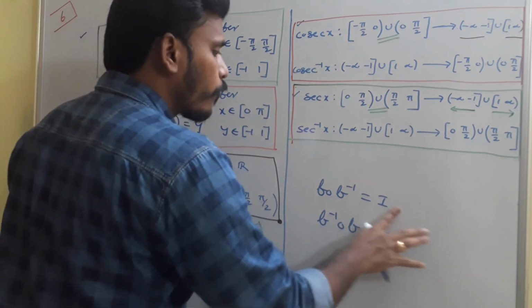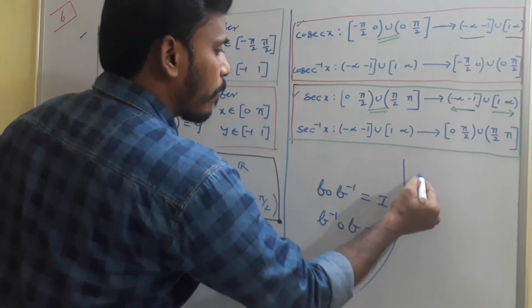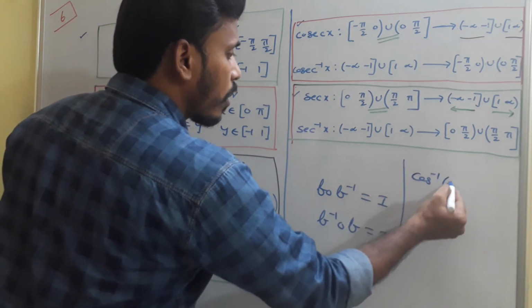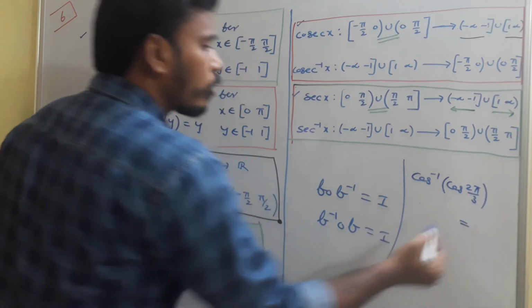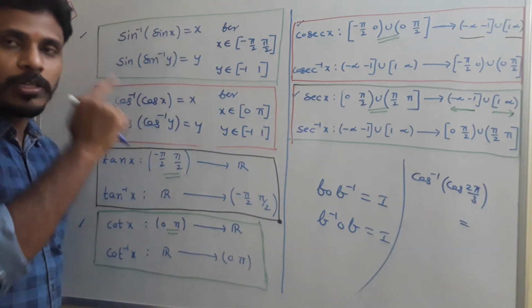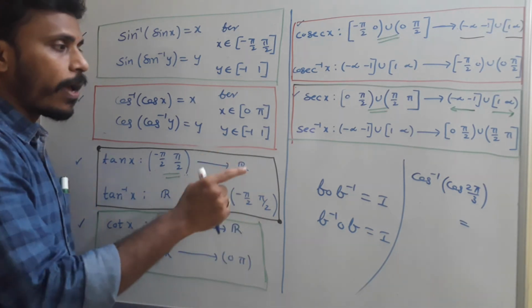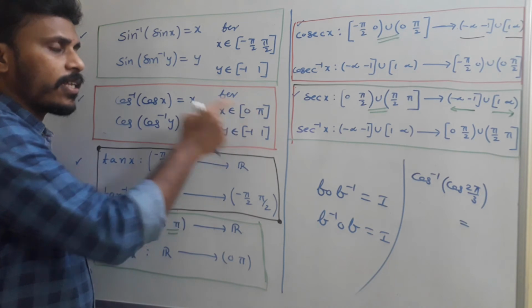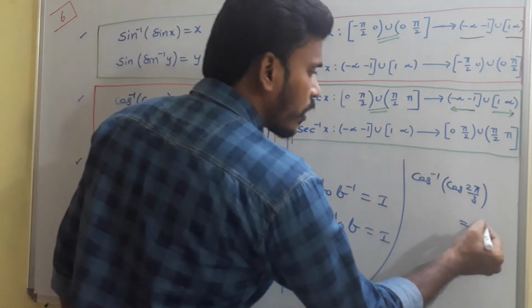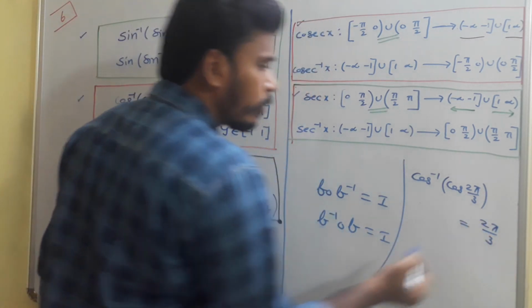Okay. So if you need, I will give you some simple examples. Suppose cos inverse cos of 2 pi by 3 is equal to how much? We need to think about that angle 2 pi by 3. 2 pi by 3 is an angle just like 120, so it is clearly less than pi. So your answer is 2 pi by 3 only.